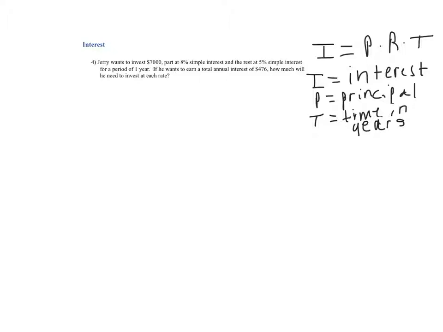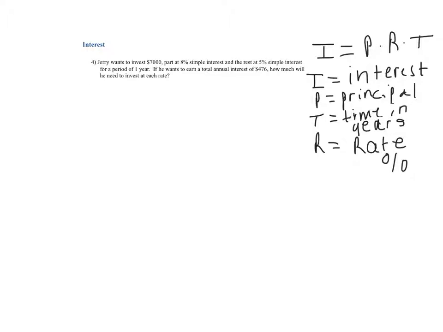Let's first remember our interest formula. Interest equals PRT, multiply it all together. I is your interest, P is your principal, T is your time in years, and R is your rate. So R is rate, which is your percent.